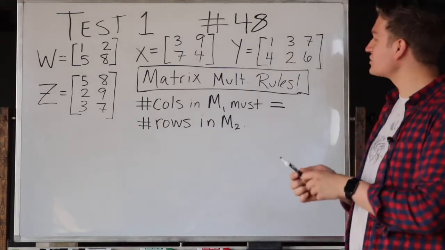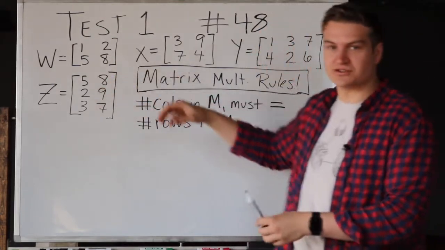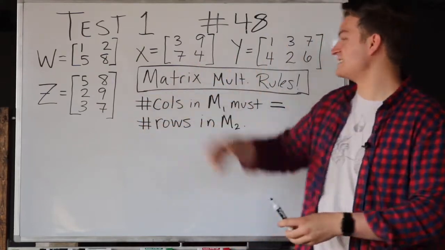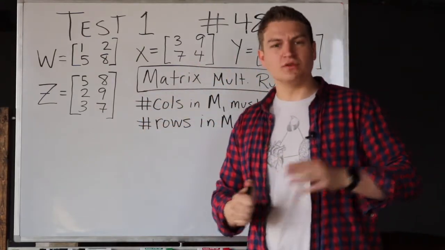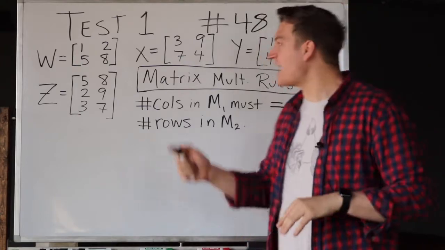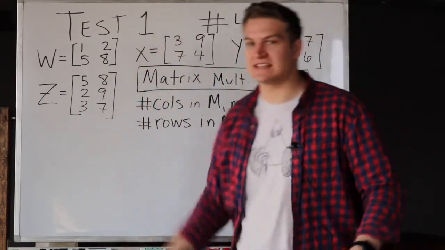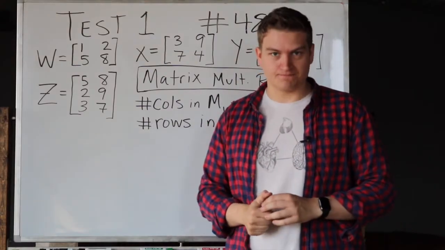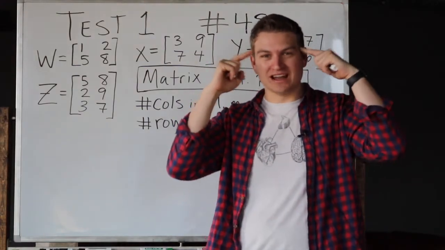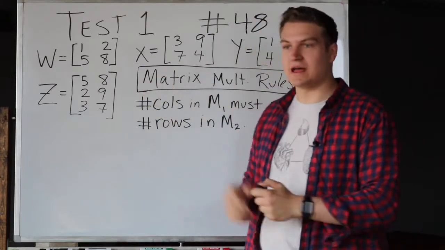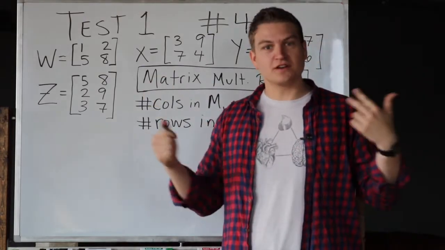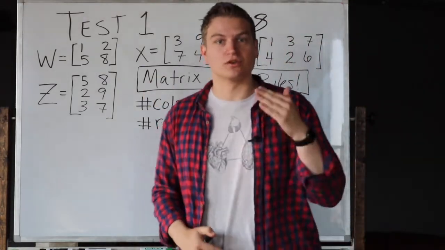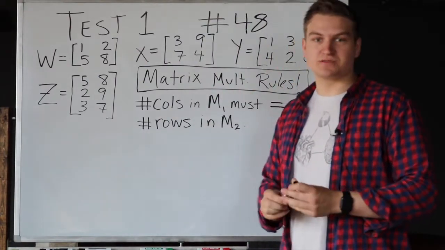First of all, the question says we've got these four matrices, W, X, Y, and Z. And it gives you 5 different products, 5 different ways of multiplying these together. And it says which of those products is undefined. In order to know what undefined means when it comes to multiplying matrices together, we have to understand how matrix multiplication works.